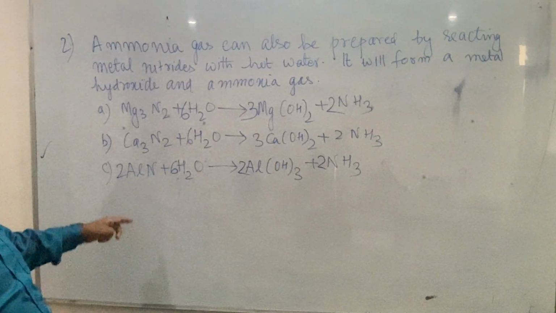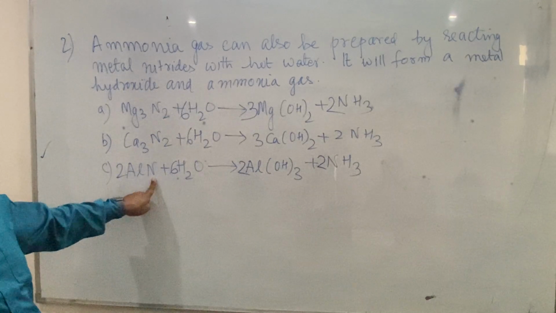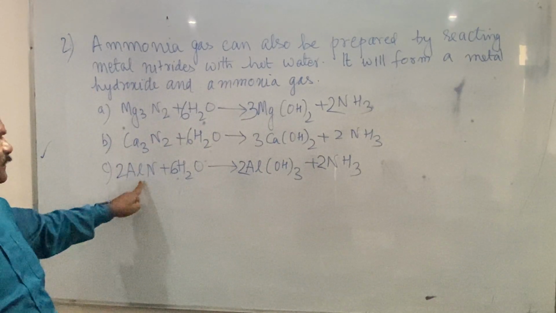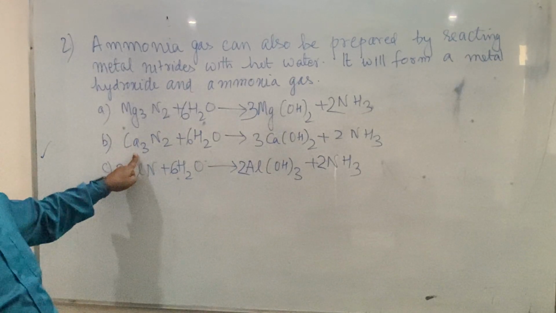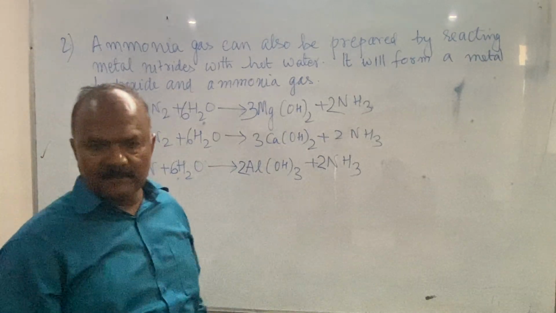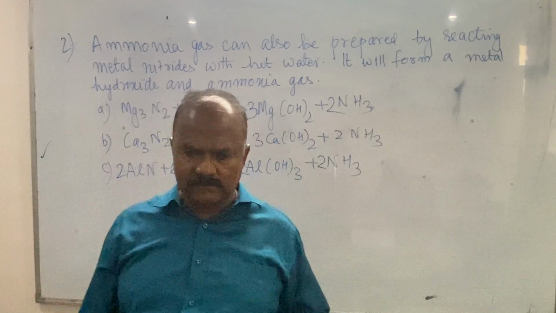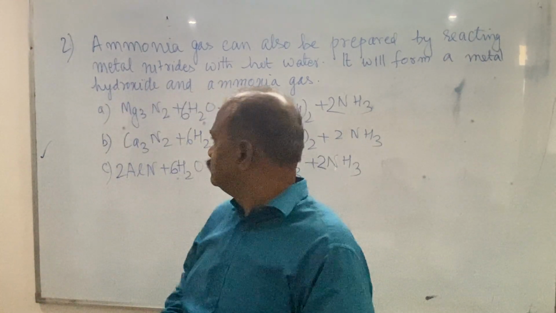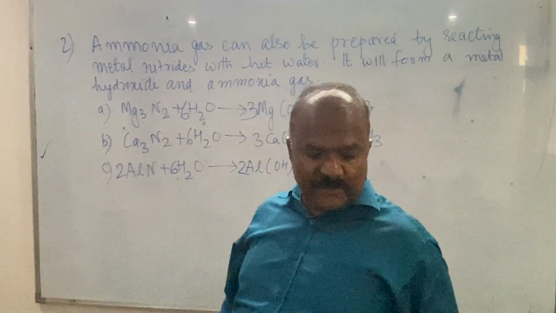Why is the balancing the same? Because aluminum and nitrogen both have the same valence of 3. It's AlN. Go fast. Note it down.